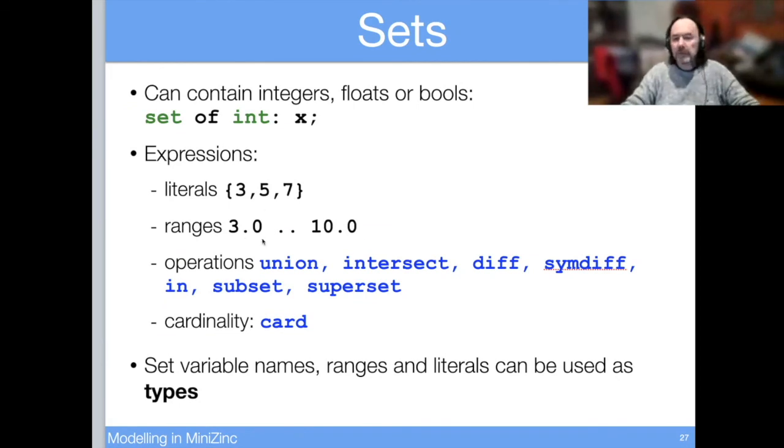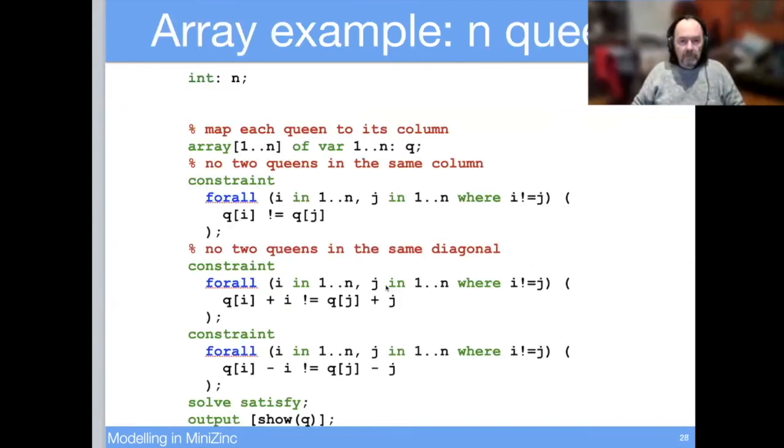You can write ranges as a floating point range. And you've got set operations on them, union, intersection, diff, etc., subset, superset. The main one we'll use is in, right? So this is an element of the set. Cardinality is also used. Okay, so the nice thing is we can use a fixed set as a type, essentially. So let's have a look at that.